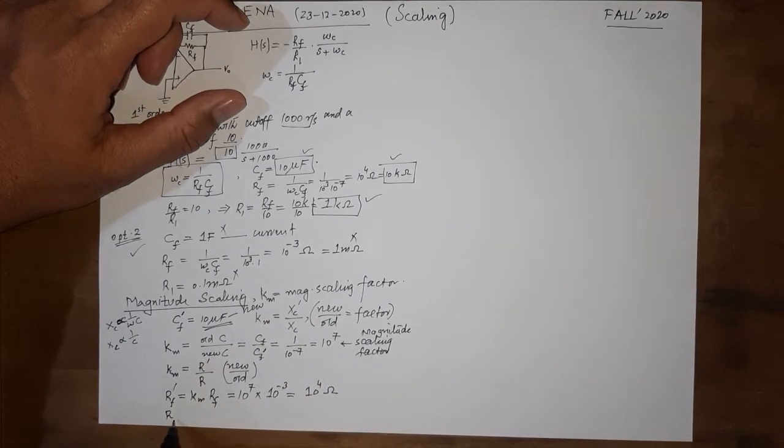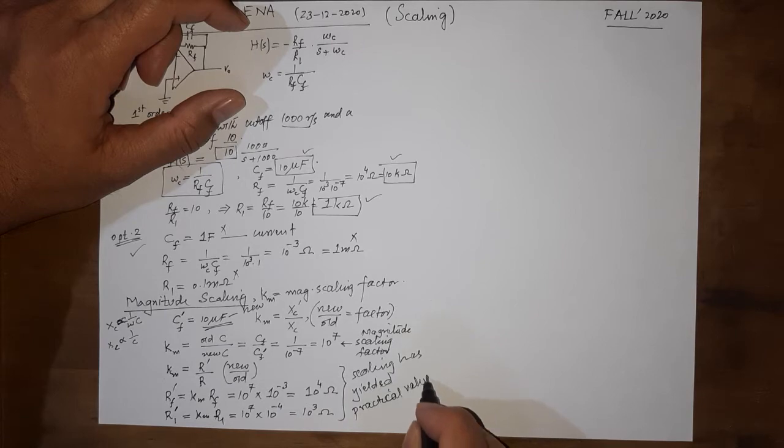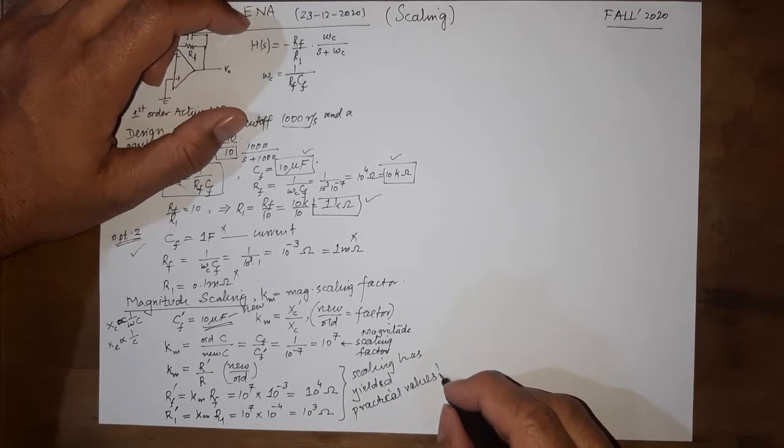And similarly, for another resistance, the new value of that would be Km times R1. So that is equal to 10 raised to the power 7 into 0.1 milli, that is 10 raised to the power minus 4, equal to 10 raised to the power 3 ohm. So that's it. Scaling has yielded practical values, and that's very important and interesting.